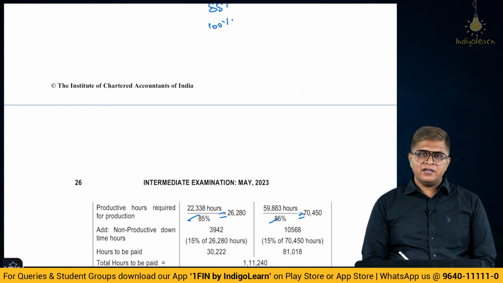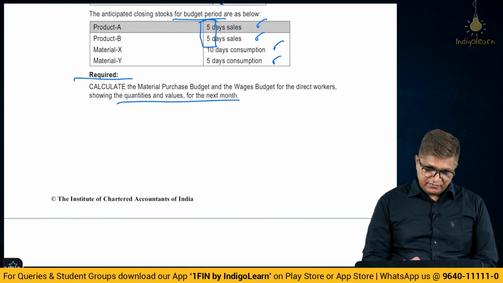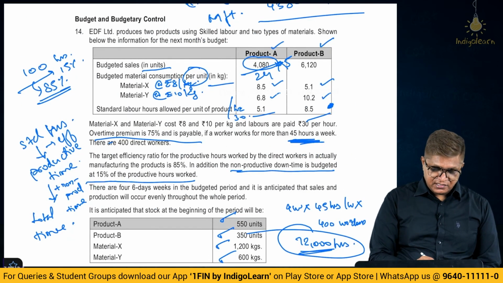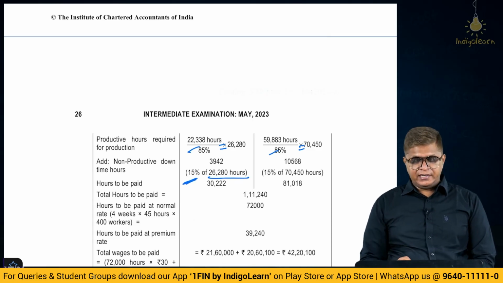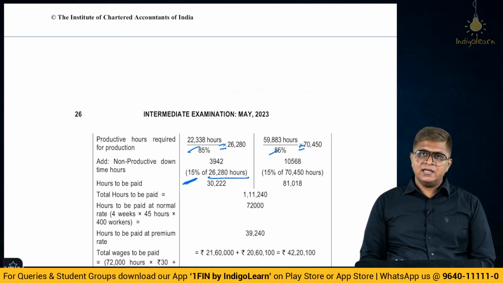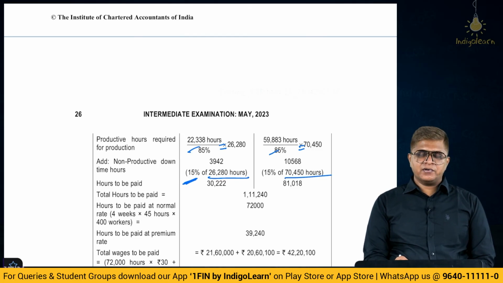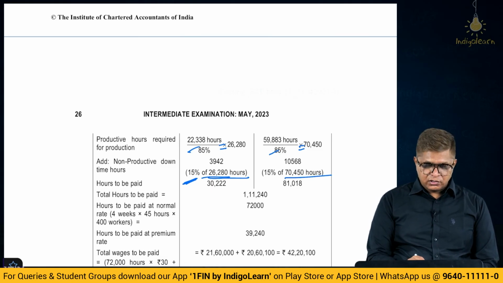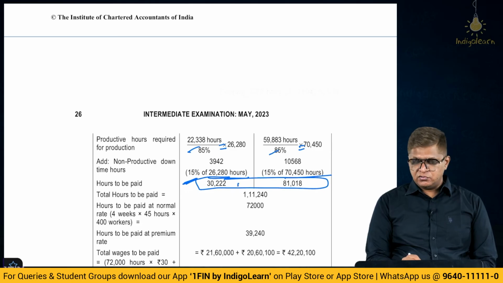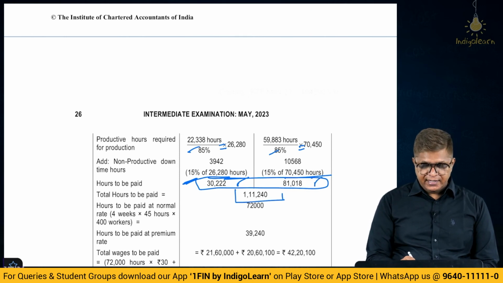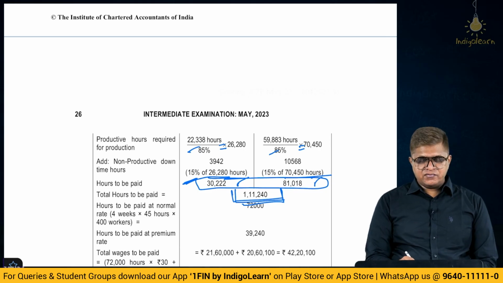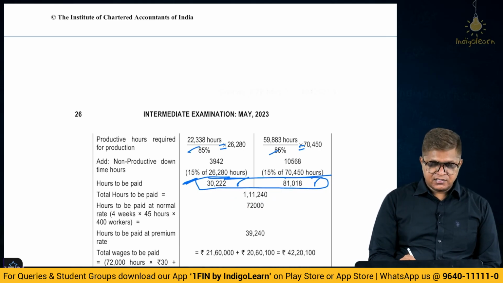But to this productive time, additionally we need to provide for non-productive downtime. They have said we need to provide for 15%. To this we have to add 15% of productive time. So 26,280 for product X plus 15%, and likewise 70,450 into 15%. When we do that, we get the total number of hours to be paid. So 30,222 for product X and 81,018 for product Y. Totally we get 1,11,240 hours.